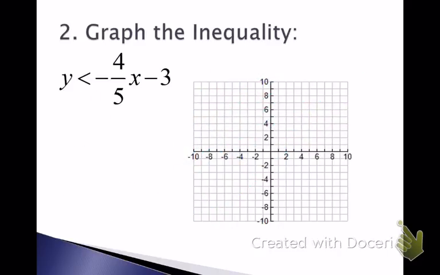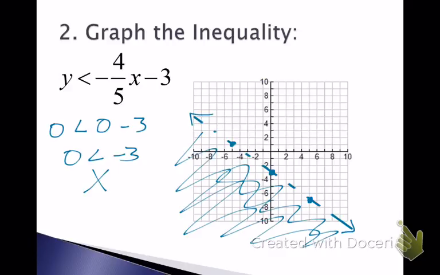Stop the video, graph that line, come up with solid or dotted, and then shade which area you think needs to be shaded, and then start the video back up and check your work. Okay, hopefully you came up with this, right? Y-intercept is -3, slope is -4 over 5. And so your line should look like this. It's going to be dotted because it's not equal to.